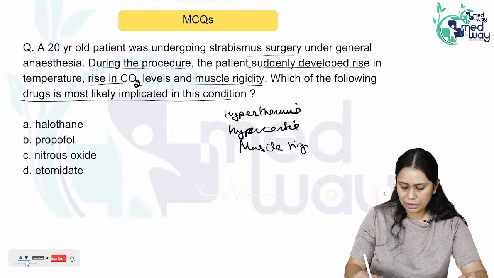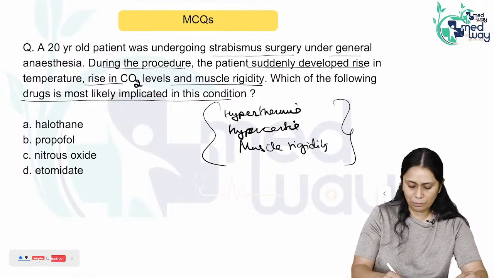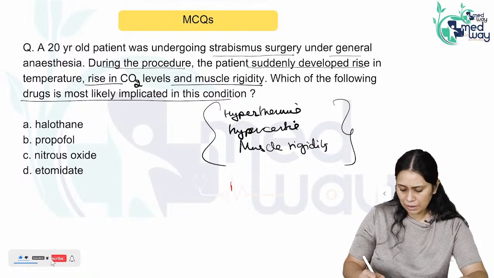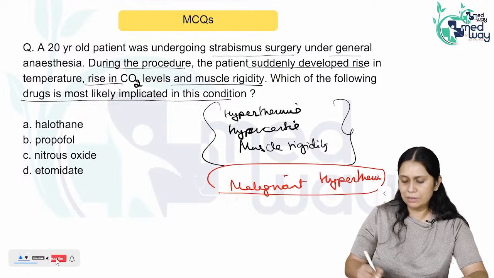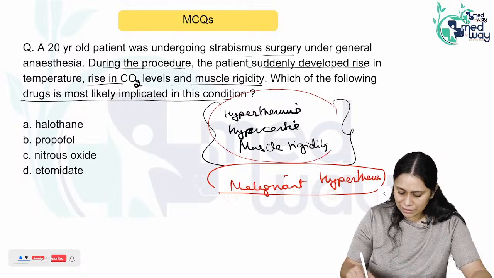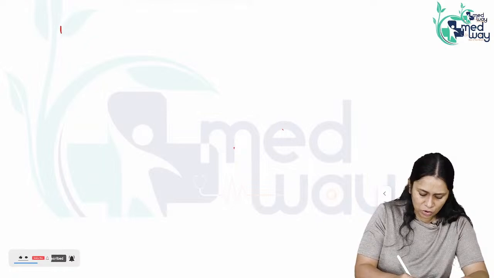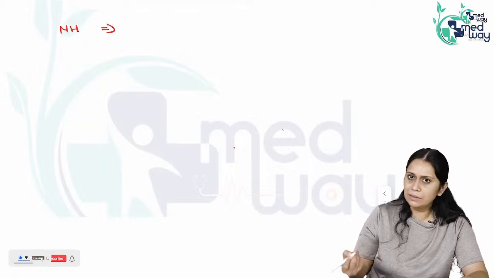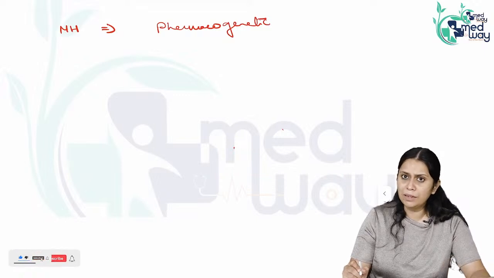Now, when these three clinical features develop intra-op under anesthesia, one of the most important differential diagnoses which comes to our mind is malignant hyperthermia. And in the question, it has been asked what drug can cause this malignant hyperthermia, without mentioning malignant hyperthermia. So the diagnosis is malignant hyperthermia, and now what drug is causing it? So malignant hyperthermia, or MH, is a pharmacogenetic disease. That is, it needs interaction of some drugs with a gene.